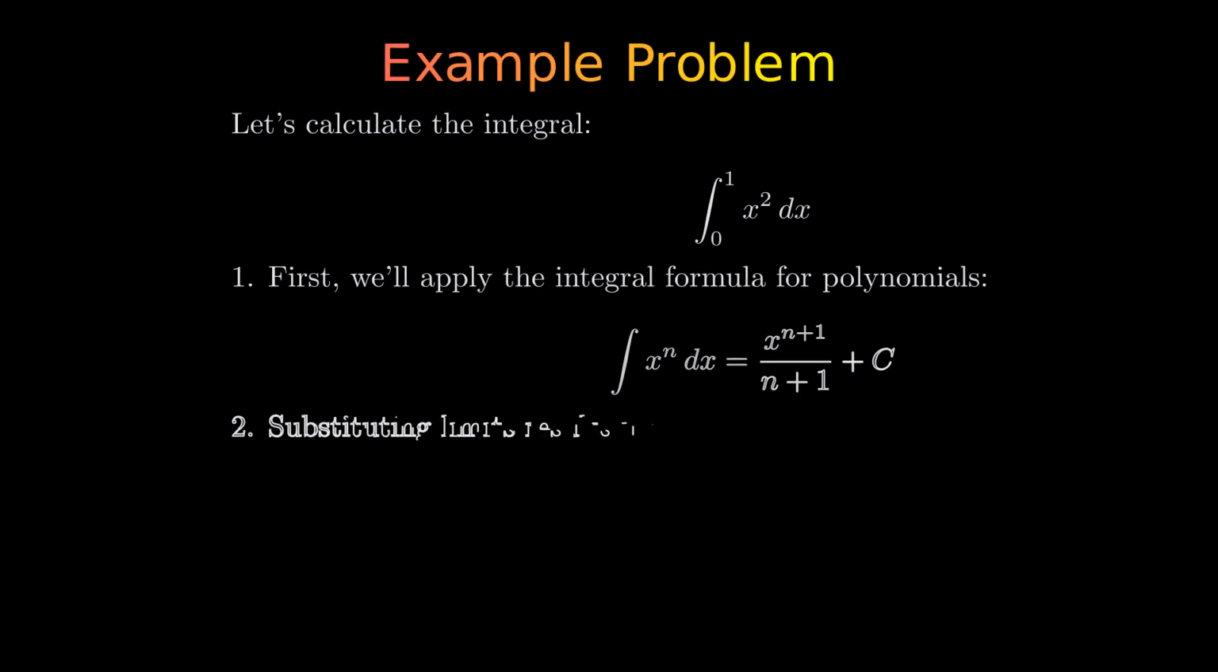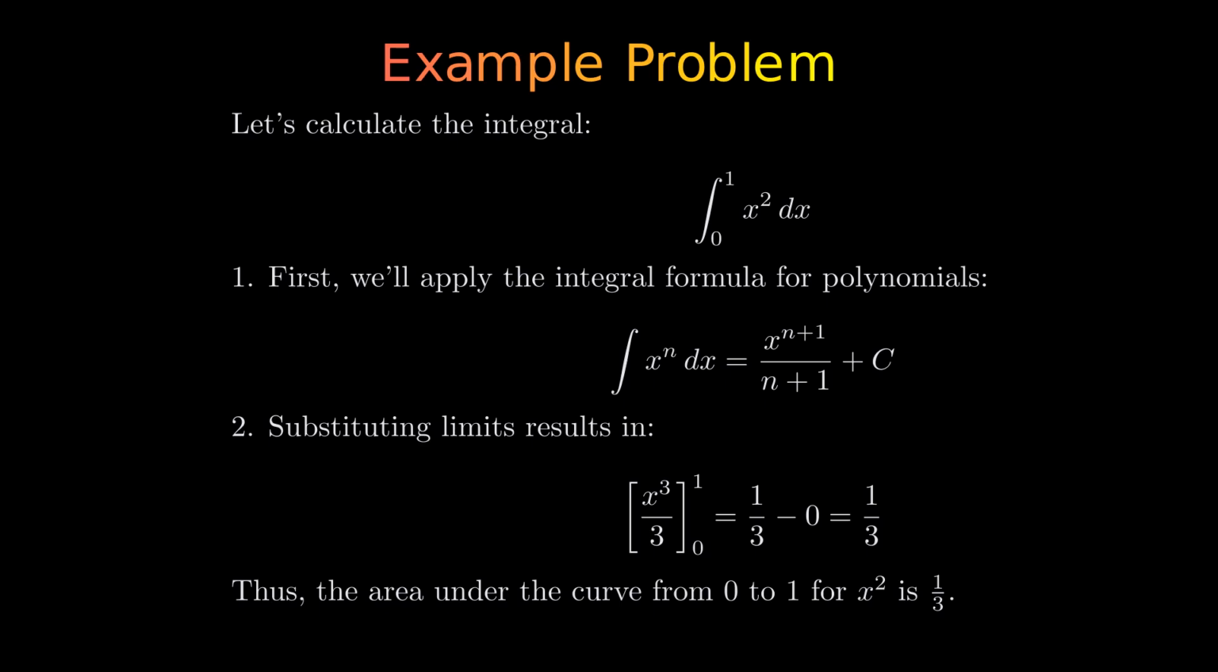Let's calculate the integral from 0 to 1 of x squared dx. First, we'll apply the integral formula for polynomials. The integral of x^n dx equals x^(n+1) over n plus 1, plus C. Substituting limits results in x cubed over 3 from 0 to 1, which equals 1/3 minus 0, or 1/3. Thus, the area under the curve from 0 to 1 for x squared is 1/3.